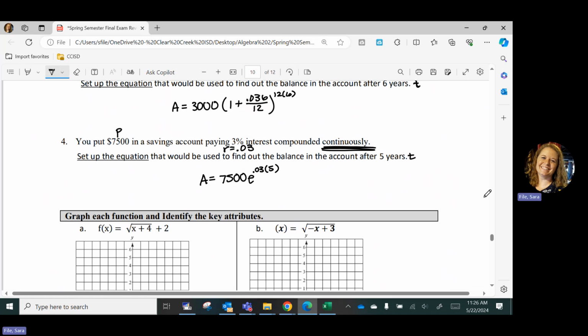All right, moving on here in this next section, they're asking us to graph and identify key attributes. When we talk about key attributes, the things that you should be able to identify as an Algebra 2 student at the end of the year, you should be able to look at any function's graph and tell me x and y intercepts, domain and range. You should be able to tell me if there is an asymptote, okay?